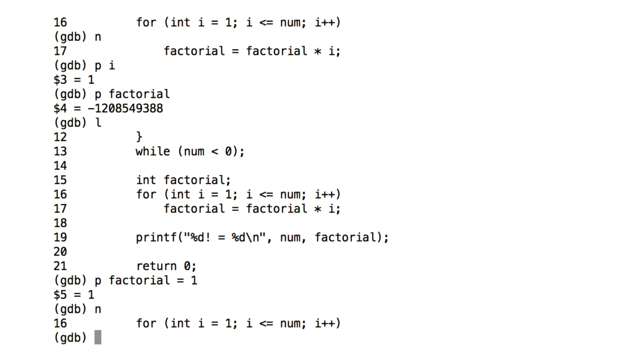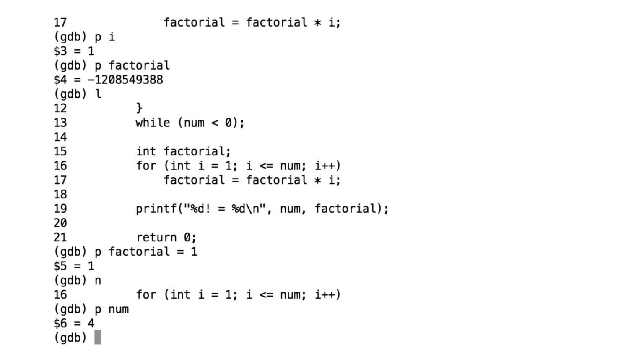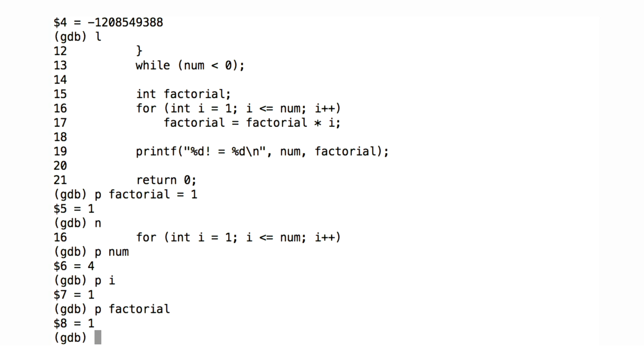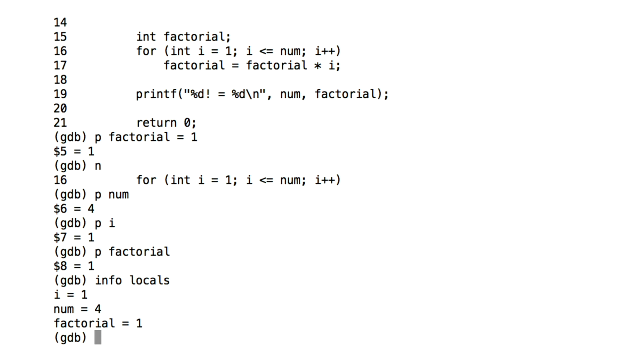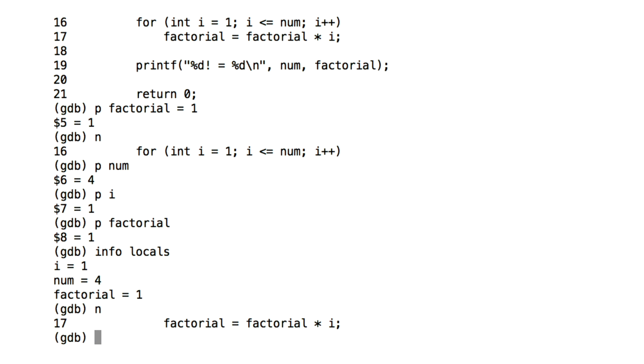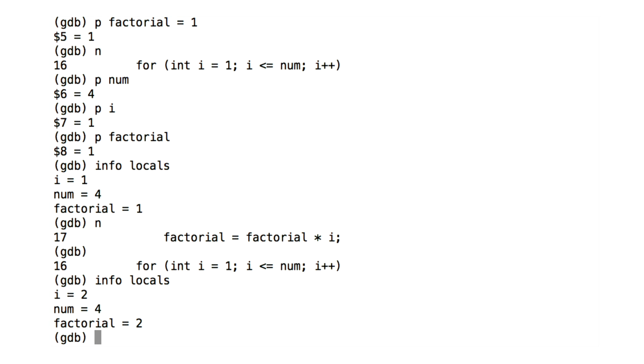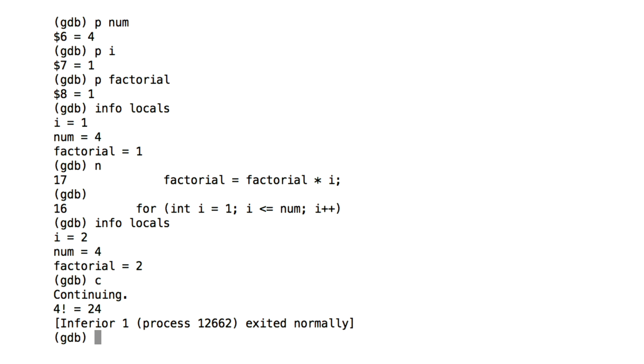Let's make sure everything's where it's supposed to be. Num should be 4, i should be 1, and factorial should be 1, 2. We can shortcut this process and print all of our local variables with the super helpful command info locals, which prints out all of our in-scope local variables. Anyway, it looks like everything's good to go. Let's do another go around of the loop just to make sure. Okay, everything looks great. Now we can use the continue command to go to the end.